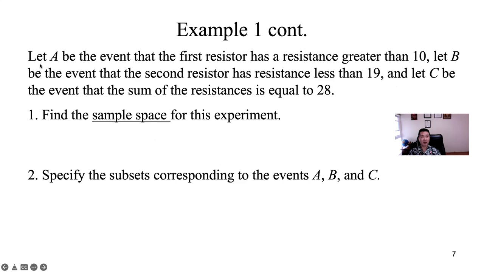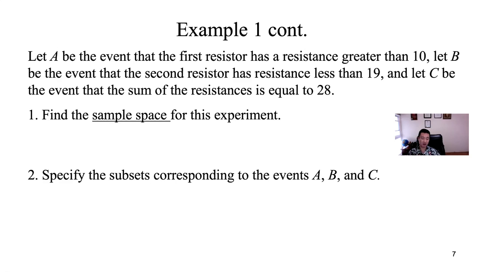So if we define A as the event that the first resistor has resistance greater than 10, and B is the event that the second resistor has resistance less than 19. And C is another event: the sum of the two resistors from these two boxes is equal to 28.